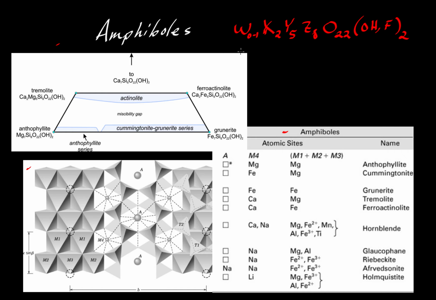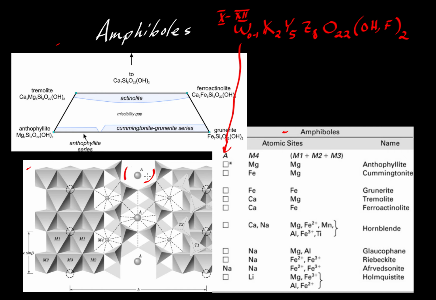So this is the general formula for the composition: W, then X2 Y5 Z8 O22, and then OH and fluorine, some combination of 2 of those. The W cations are the ones that would go into the A sites. They would be in 10 or 12-fold coordination. So where are the A sites? We come over here, there are these big sites here.